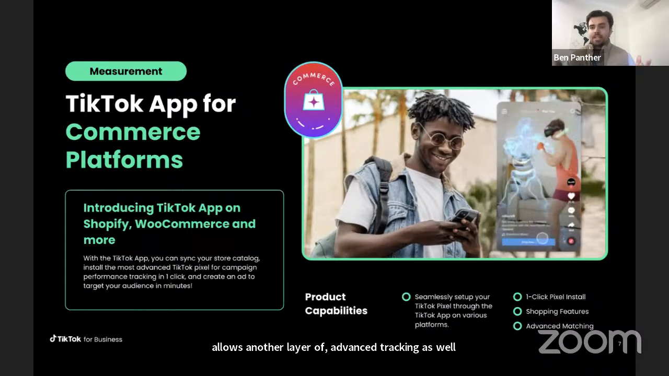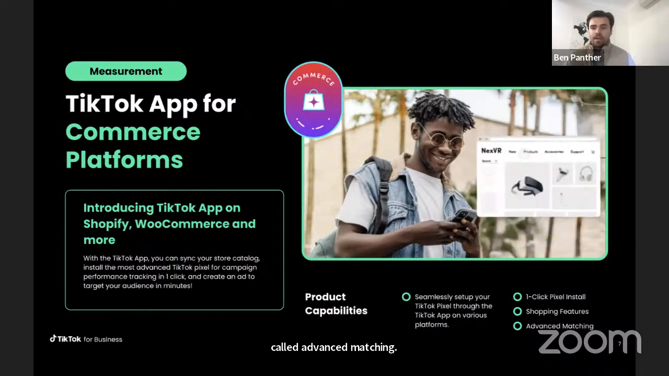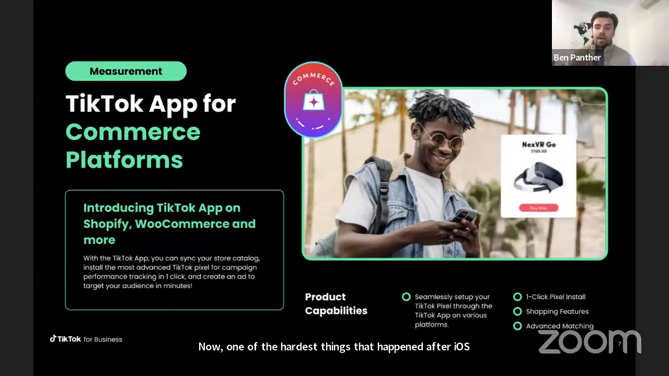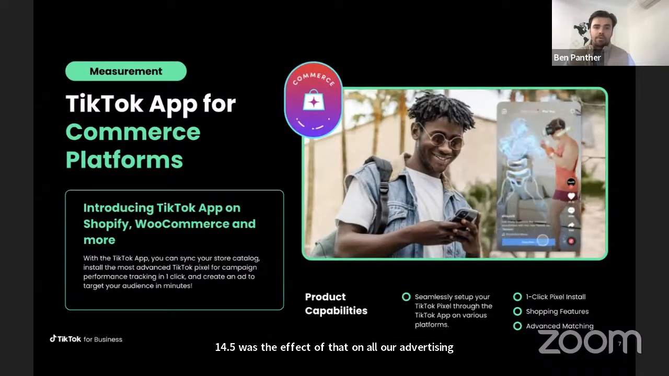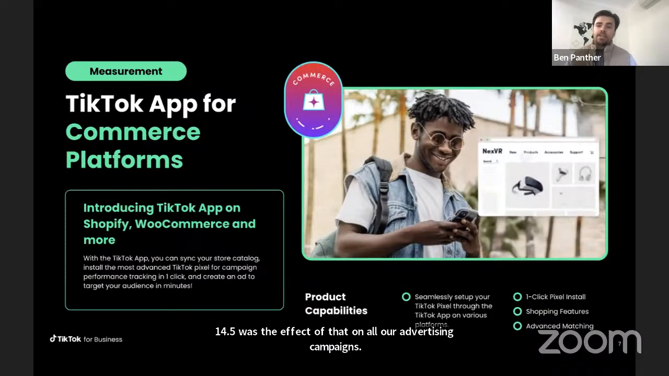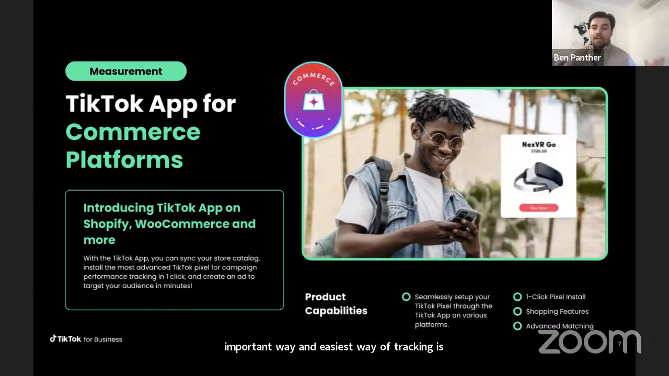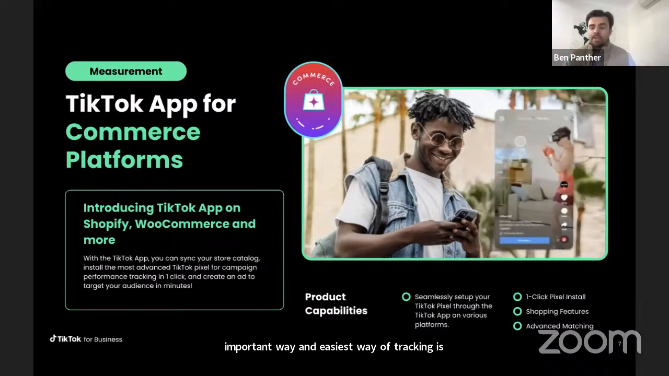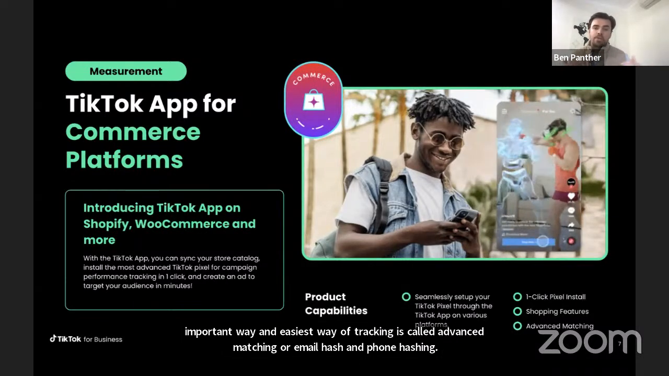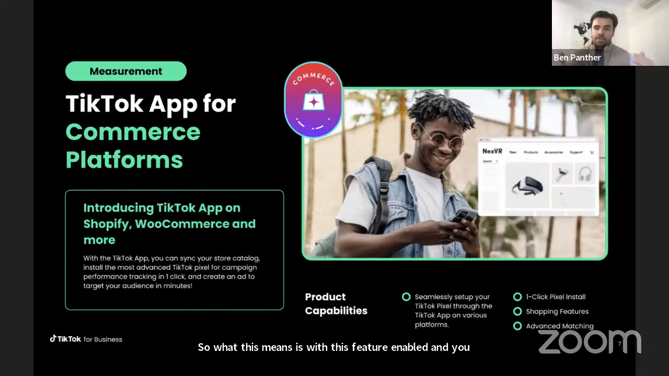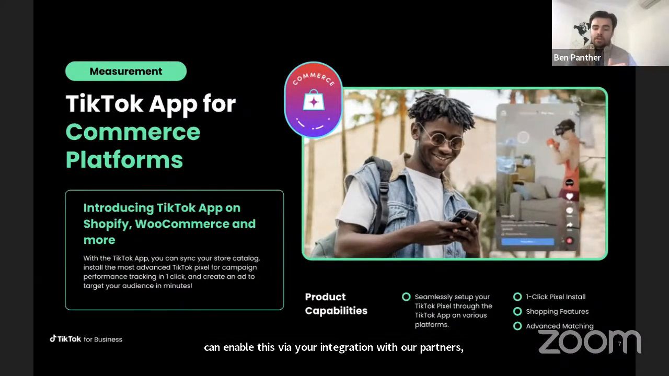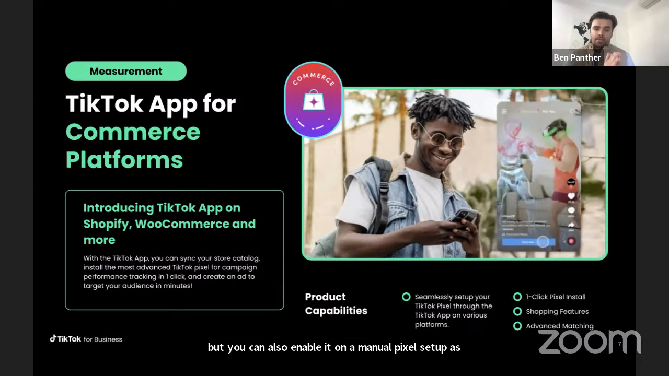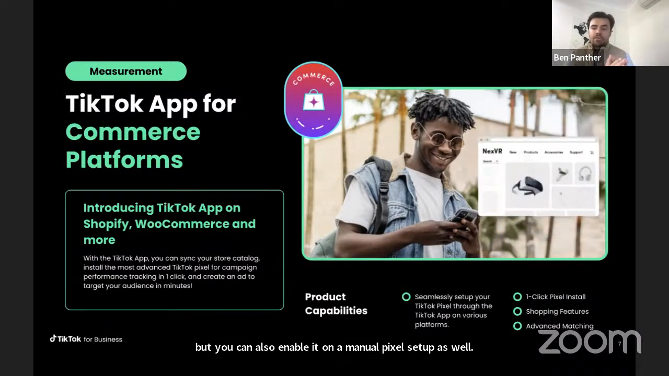Now, one of the hardest things that happened after iOS 14.5 was the effect of that on all of our advertising campaigns. But the number one thing that still remains the most important and easiest way of tracking is something called advanced matching, or email hashing and phone hashing. So what this means is with this feature enabled, and you can enable this via your integration with our partners, but you can also enable it on a manual pixel setup as well, your pixel could match an action that was taken.